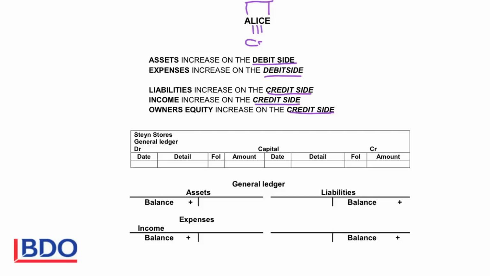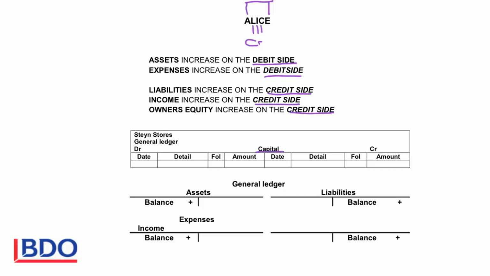In the general ledger, you will open an account for every element. That means for every asset, you will have a separate account. For every expense, every liability, every income, each one of them will have their own account. You will write the name of the account at the top, for instance, the capital account.